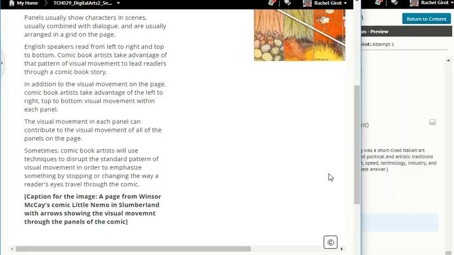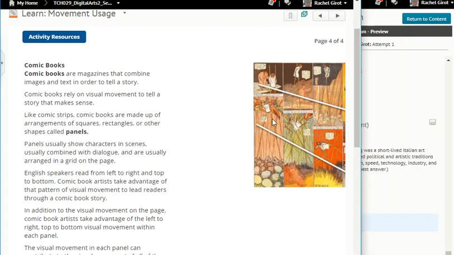Sometimes comic book artists will use techniques to disrupt the pattern of visual movement in order to emphasize something by stopping or changing the way a reader's eyes travel through the comic. And this is a page from Winsor McCay's comic, Little Nemo in Slumberland, with arrows showing the visual movement through the panels in the comic.